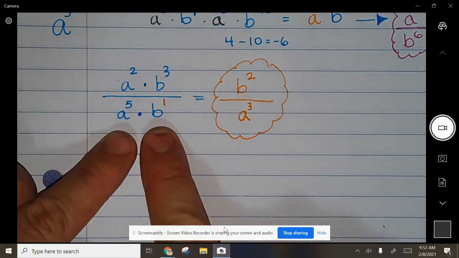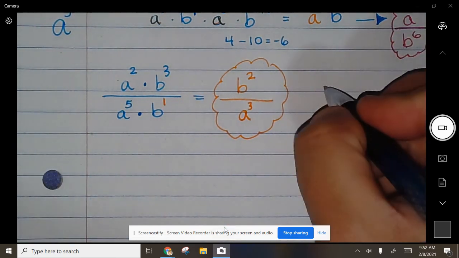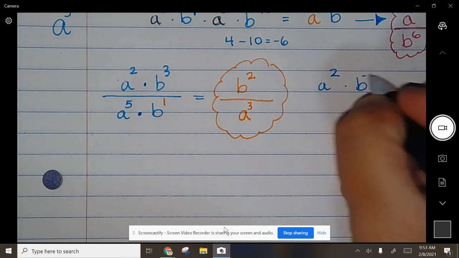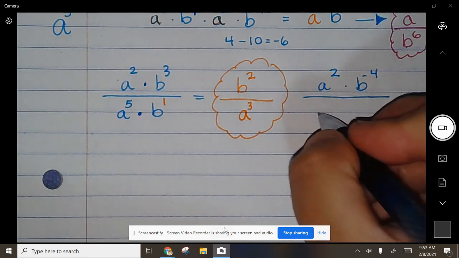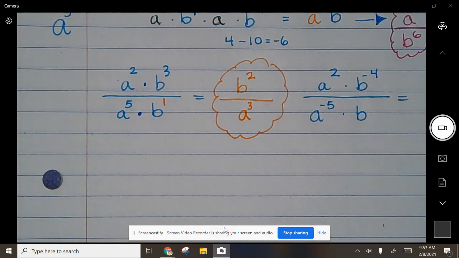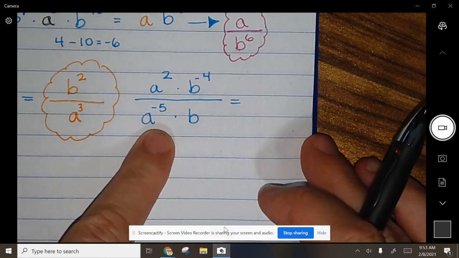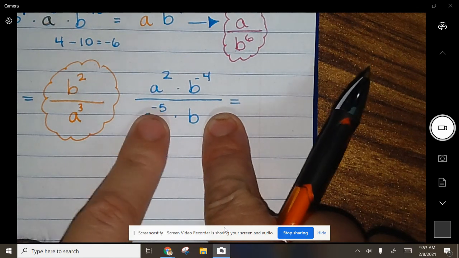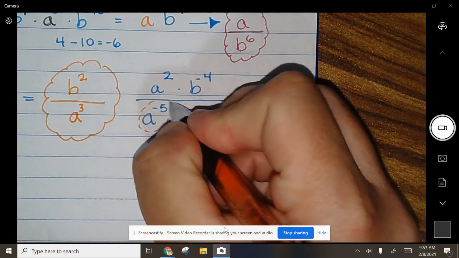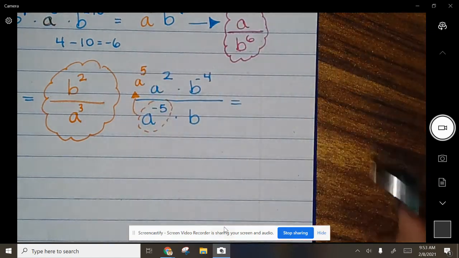Now, the same idea. We're going to do this, but there's going to be negatives involved. So, a squared times b to the negative 4 over a to the negative 5 times b. Remember, you are never allowed to have negatives in your problem. You got to switch them. So what do you do with this negative? You have to move it to the top and make it positive. Everybody see that?